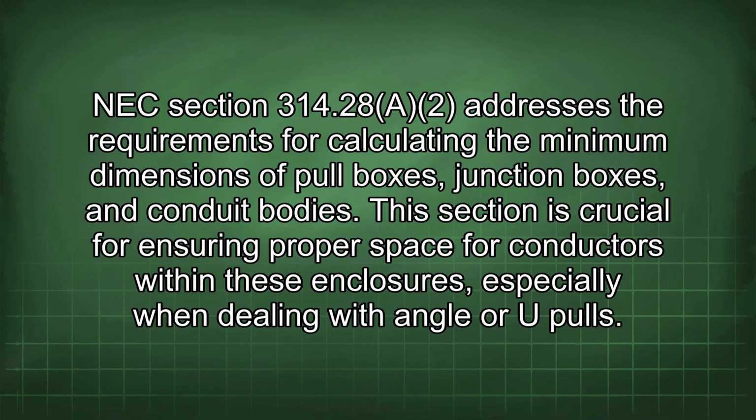NEC Section 314.28(A)(2) addresses the requirements for calculating the minimum dimensions of pull boxes, junction boxes, and conduit bodies. This section is crucial for ensuring proper space for conductors within these enclosures, especially when dealing with angle or U-pulls.